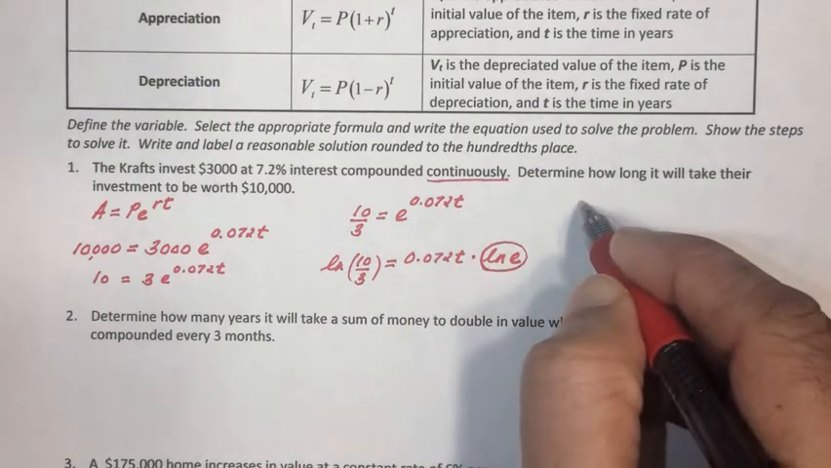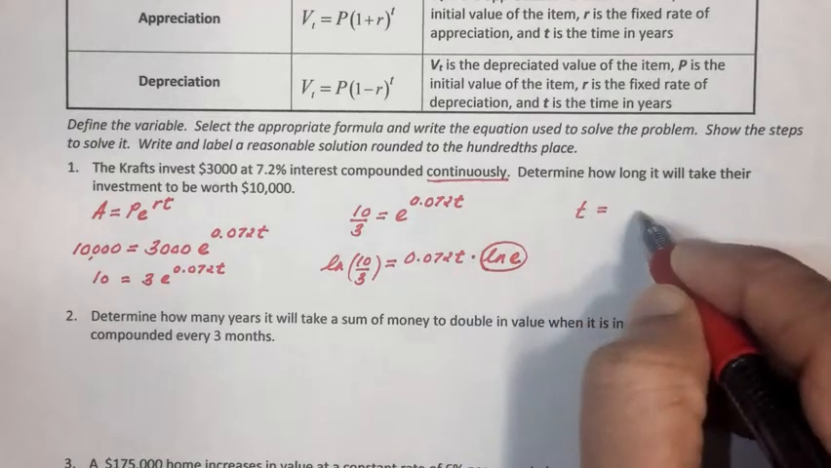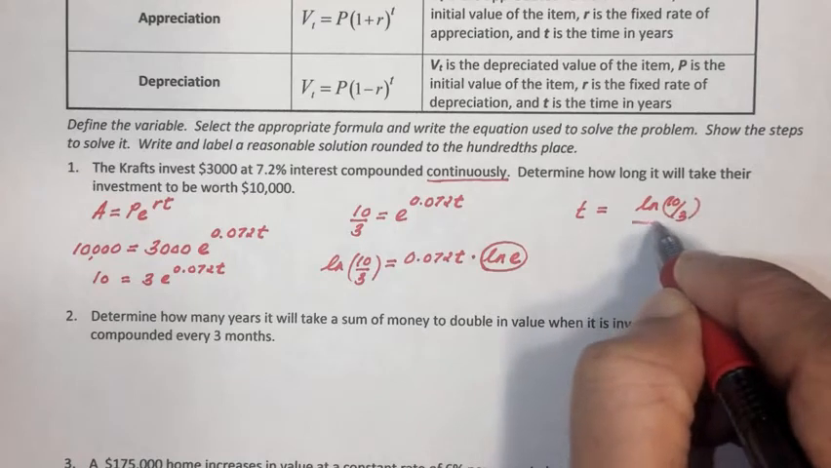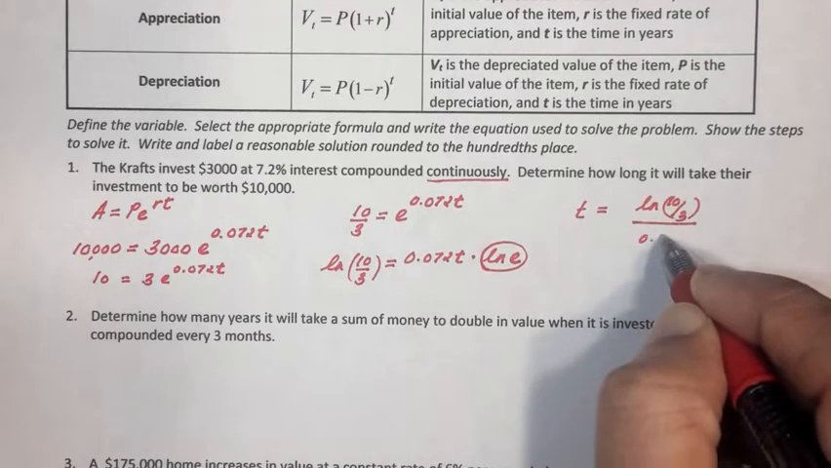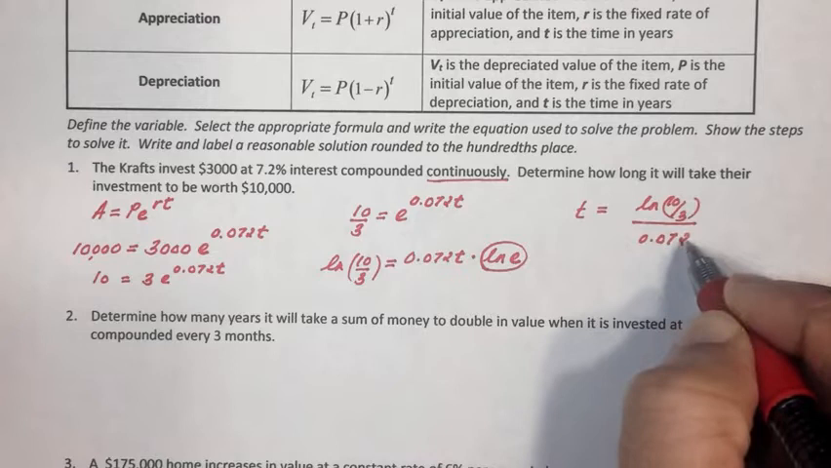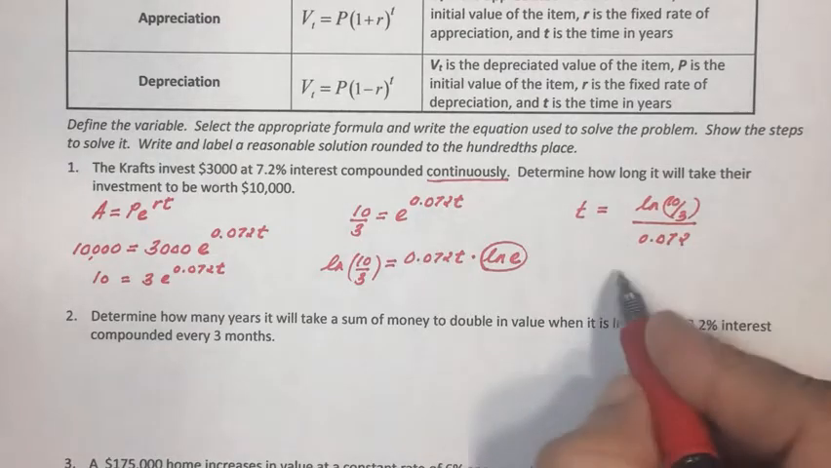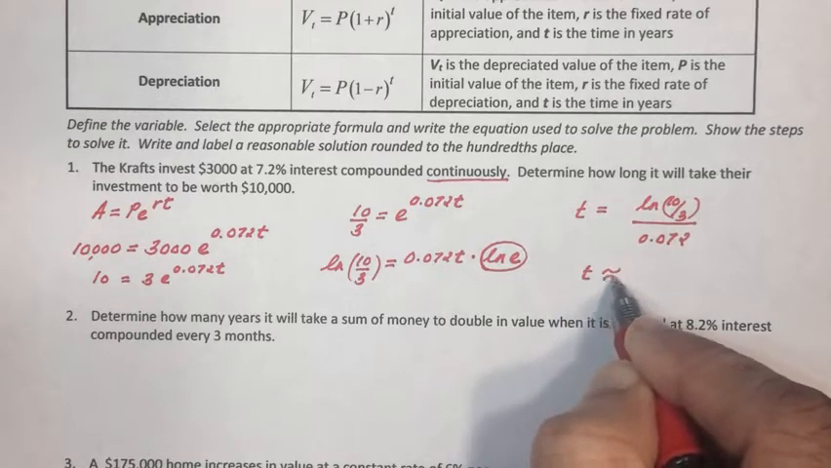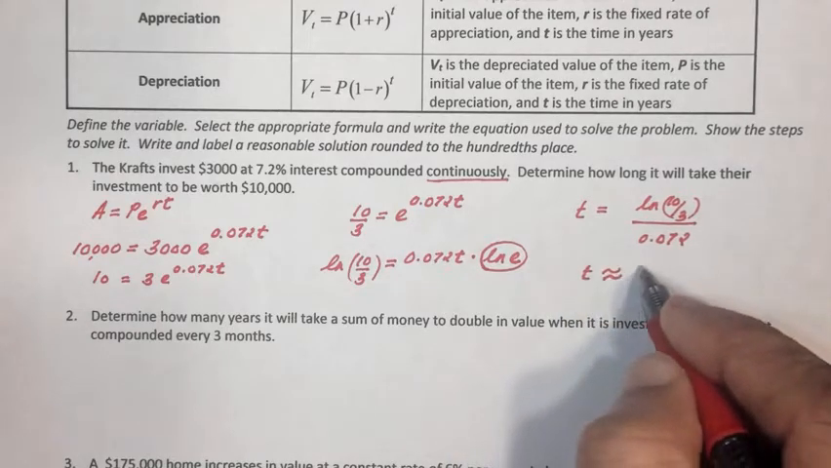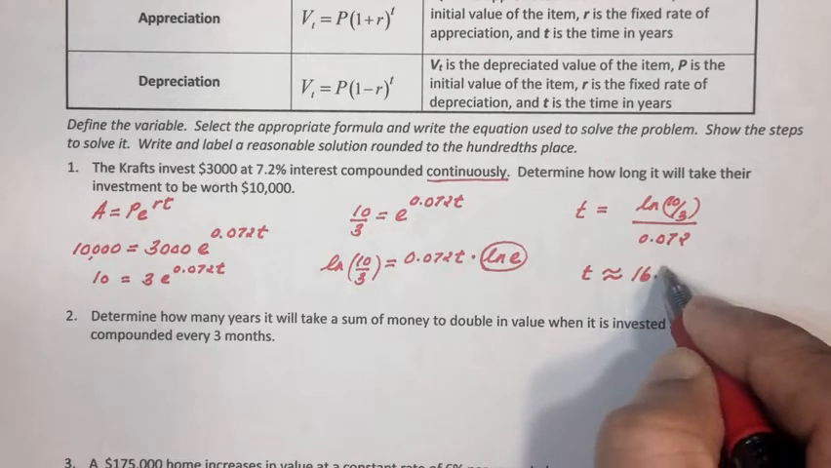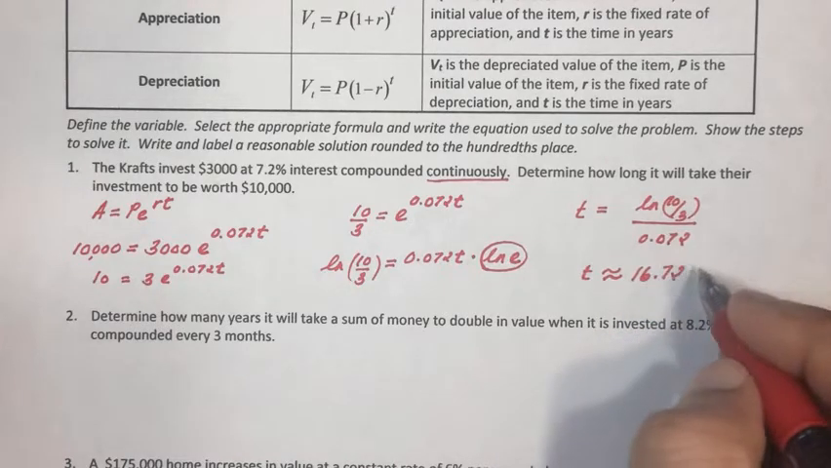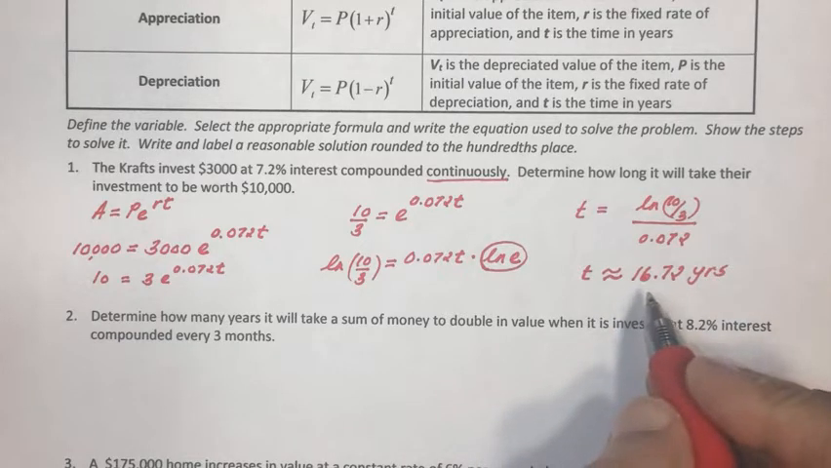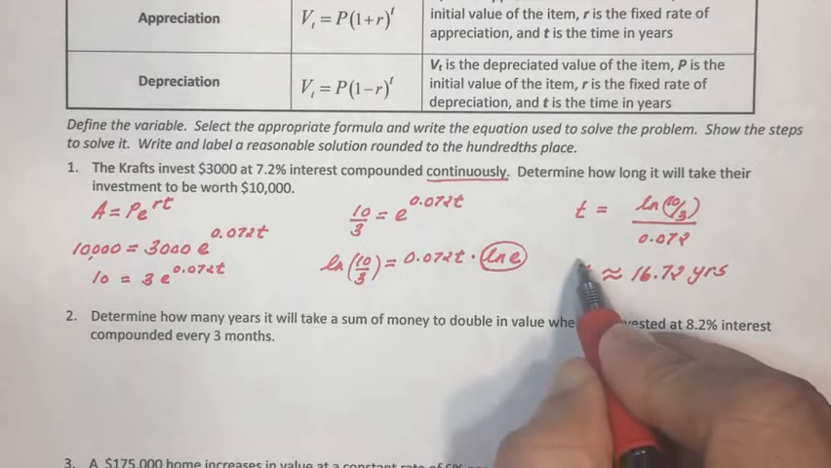That gives you the value t is equal to ln 10 over 3 divided by 0.072. Using a graphing calculator, t is approximated as 16.72 years, correct to 2 decimal places.